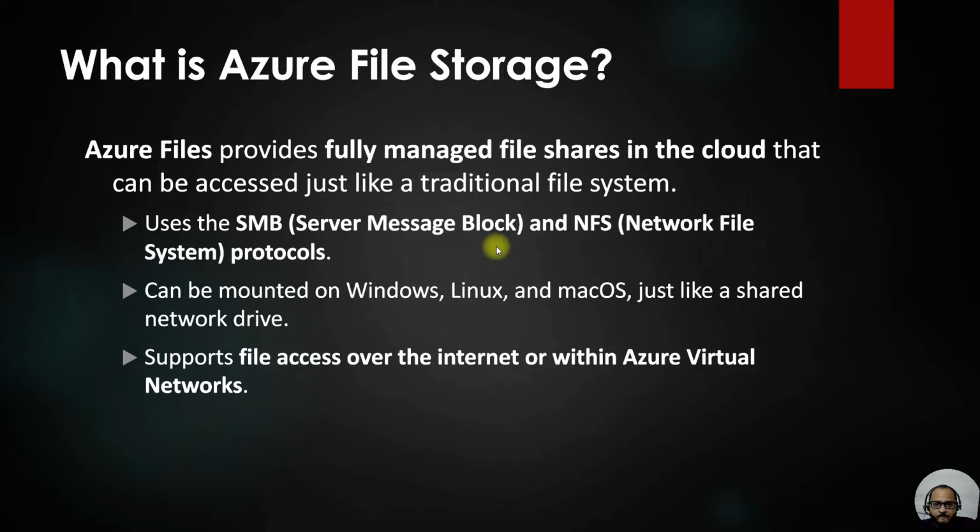We can simply mount the file storage as a network drive in our local system. It could be your Windows, Linux or Mac. It supports access over the internet or within the Azure virtual network. If you are using Azure File Storage and want to mount it in your local system, then you have to keep in mind that port 445, which is used by the SMB protocol, should be opened in your local firewall, and your ISP, whatever internet service provider you are using, should allow that port. Otherwise you cannot access Azure File Share in your local system.